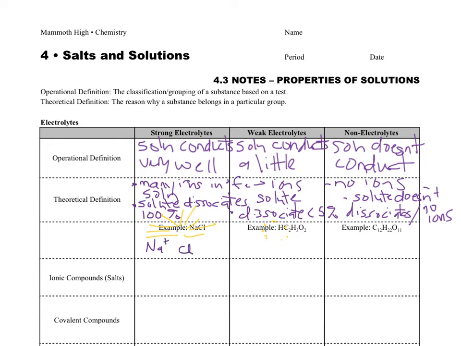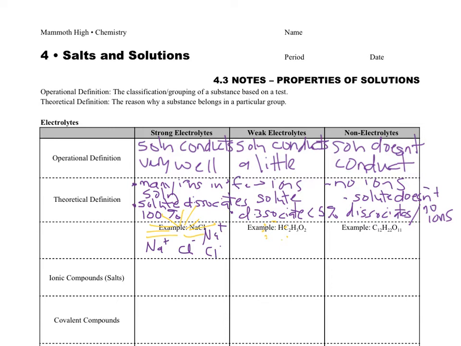You have the sodium ions and the chloride ions, and everything is completely separate. So you have lots of charged particles, and these are the things that you need to conduct electricity. Electrolytes are things that have charged particles moving around. When we talk about solutions, they have to have some kind of charges, typically positives and negatives.